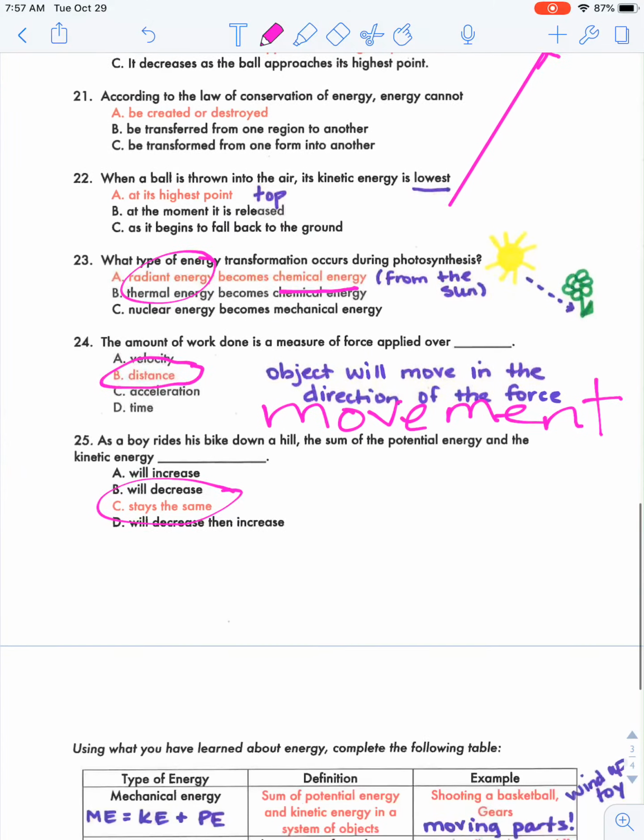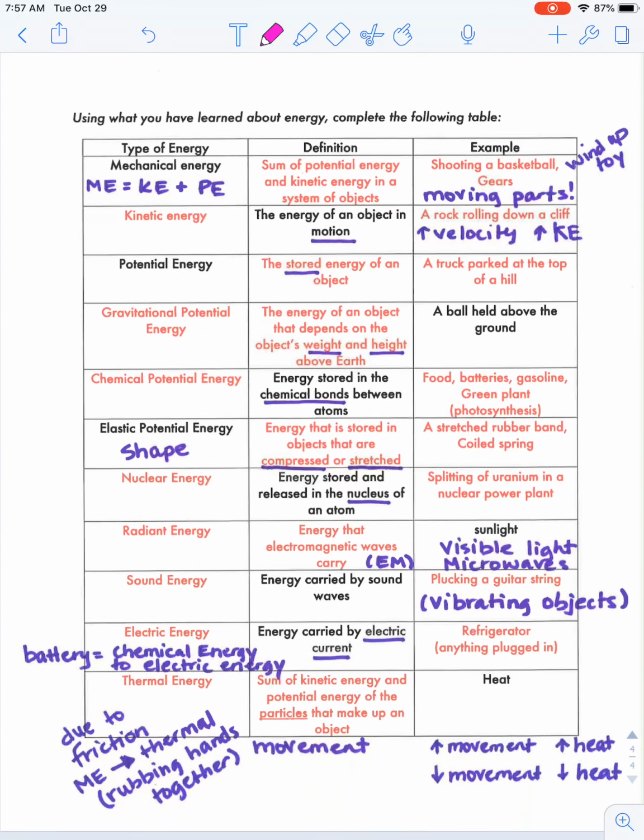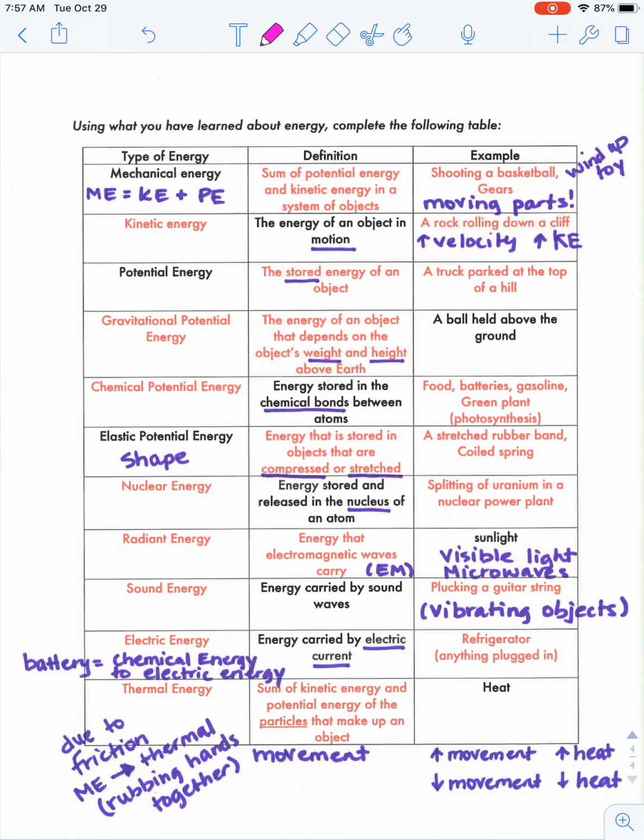Okay, guys, back for the very last page of our study guide where we have all of these different types of energy, the definitions and examples.